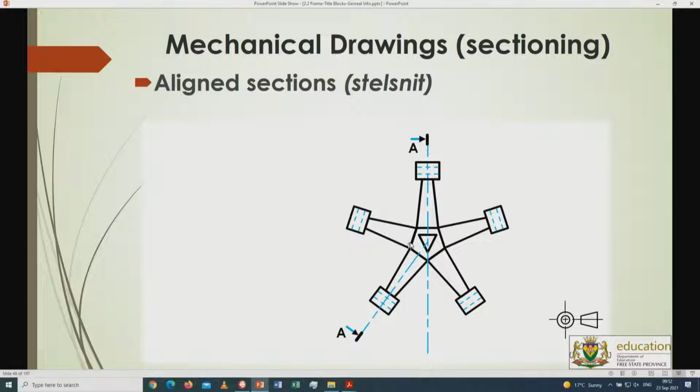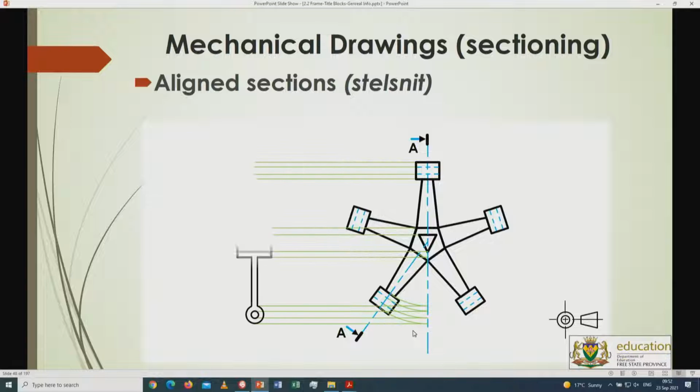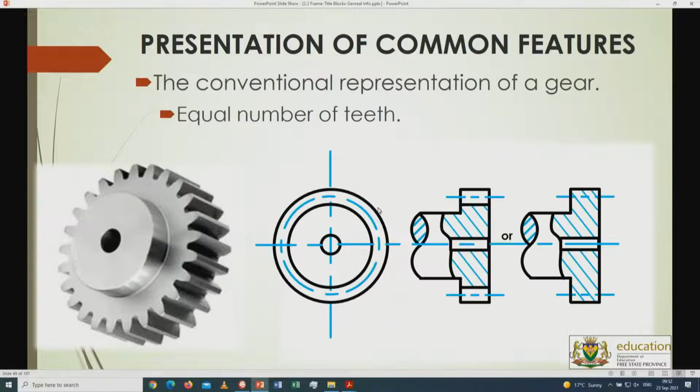And then also this is aligned sectioning. Many learners make the mistake by drawing an oval over here. It must first be pivoted outwards towards this position, and after this position, then you can project it back and draw it as normal, because the arrow is pointing into this direction and the arrow is pointing into that. So you align it into the same, so aligned section or stel snit, and then you take it back towards where you go.